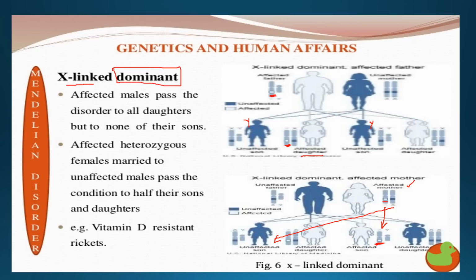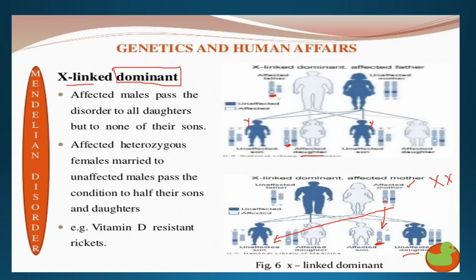So in dominant disease, if the father is affected, then the girls are affected. In X-linked dominant disease, if the mother is affected, then the sons are affected. Again, I told you, the daughter inherits one X chromosome from the mother and the other X chromosome from the father. Due to this X chromosome, the son is affected. In the same way, one of the daughters also inherits this mutant one, so the daughter is also affected.